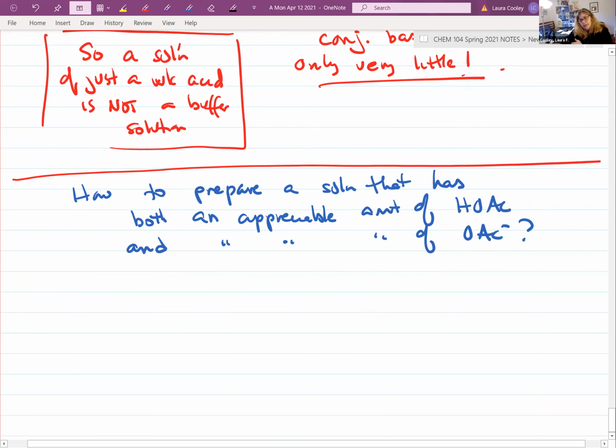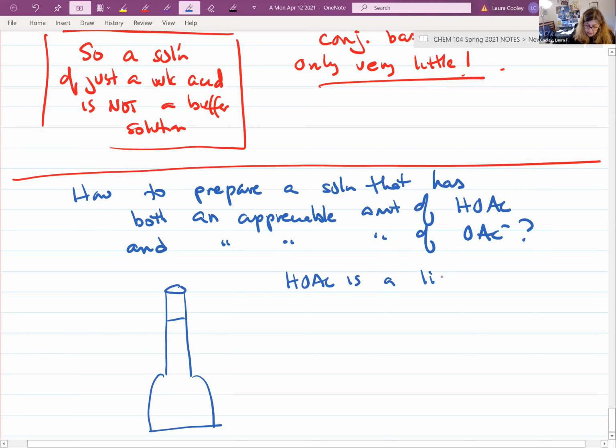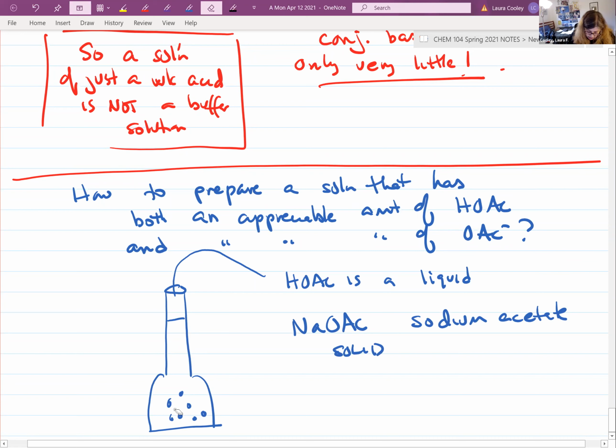And this is what's done in lab. And I'm really sad that you don't get to make this buffer because frankly, making buffers is very important in all biology labs and chemistry labs, most of them anyway. So how you would do it is you would take a volumetric flask like this, okay? And acetic acid is a liquid, and you would pipette some drops of acetic acid in here. Okay, so you'd add some acetic acid in there. And then you would have to look on the shelf for some sodium acetate. And that's a solid.